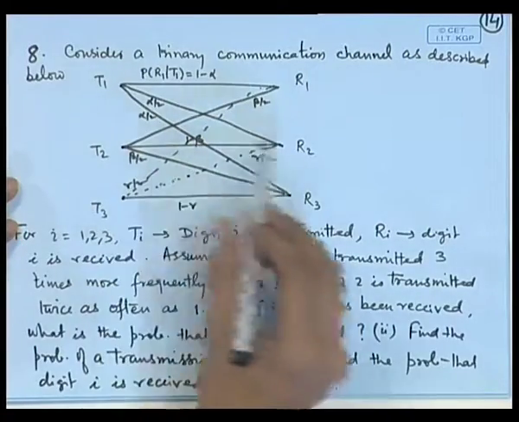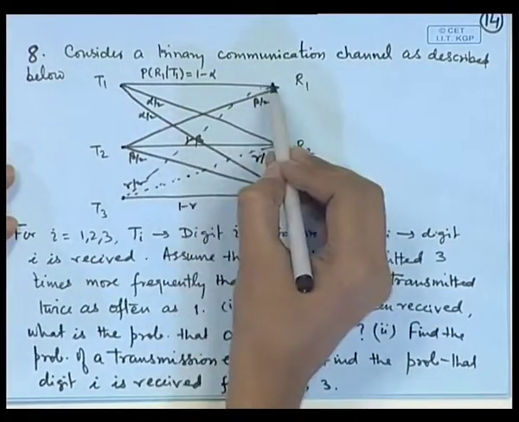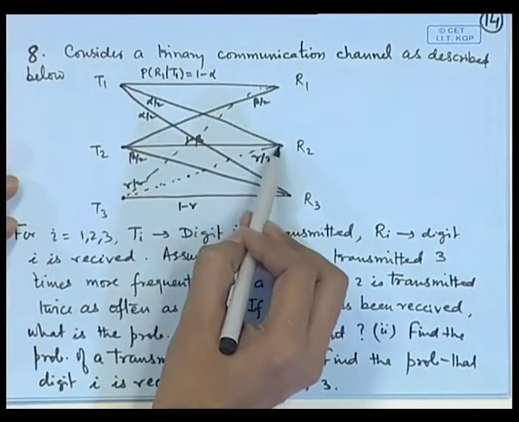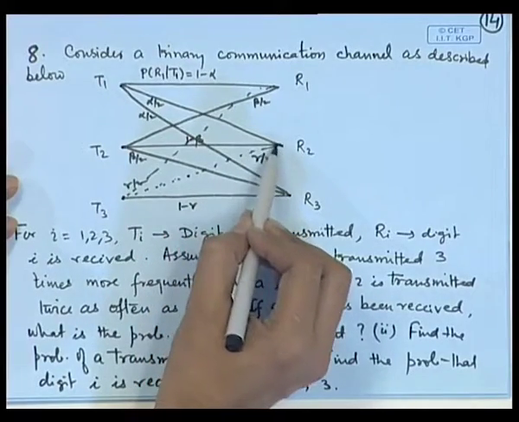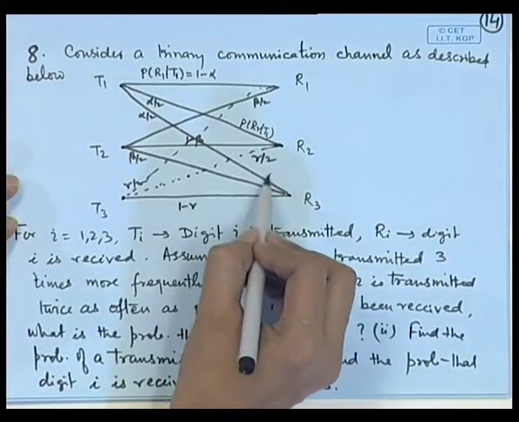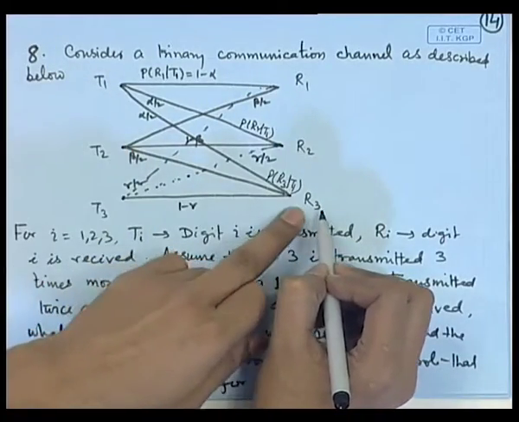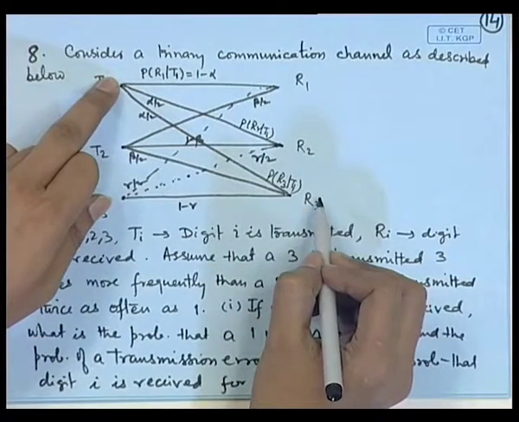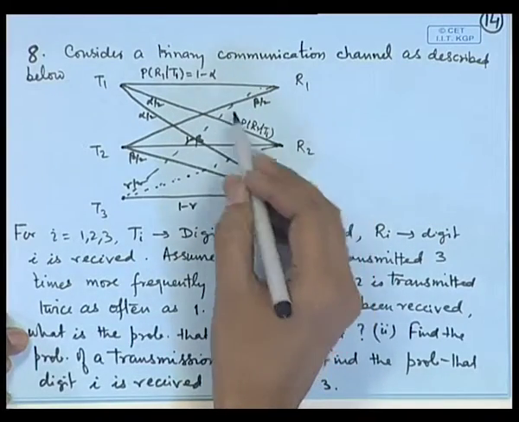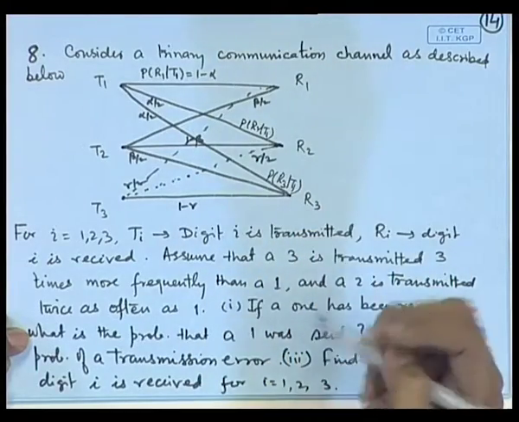Now, digits 1, 2, 3 are transmitted, however, due to noise in the channel they may not be received as the same. So, the probability that a 1 is received given that it was sent is 1 minus alpha, whereas the probability that it is received as 2, that is probability of R 2 given T 1, is alpha by 2, and the probability of R 3 given T 1 is alpha by 2. That means 3 is received given that 1 is sent with probability alpha by 2. That means, with probability 1 minus alpha it is correctly sent, and with probability alpha by 2 each it goes as some wrong number. It is due to the noise in the channel.